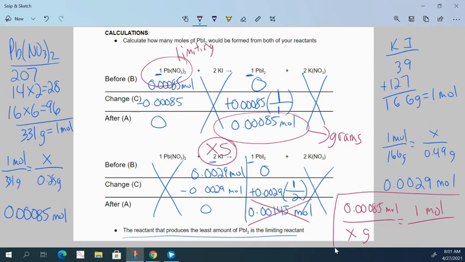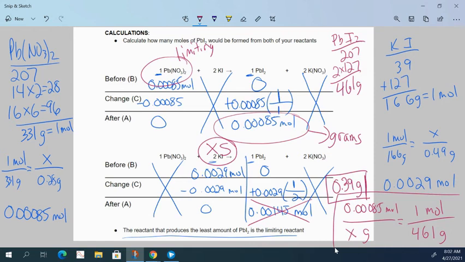But we can do 1 mole for, this is PbI2. I've got to find a molar mass for. So that's 207, and then 2 times 127 for iodine. All right, so big molar mass. So 127 plus 127 plus 207. That gives me 461 grams in 1 mole. Okay, so when we cross multiply, it looks like it's just going to be that times 0.00085. And then my answer here is 0.39 grams.